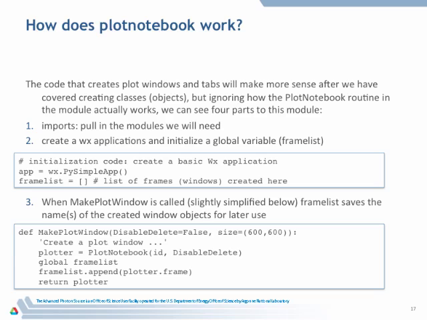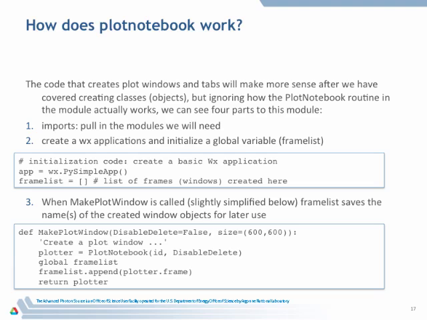I've simplified make plot window a little bit to take out some stuff that we haven't gotten to in Python that you don't need to know about. But basically, when we call this routine, it has a default size which we can override, and it calls plot notebook, which is a class that's defined, which I'm not going to explain. It accesses the global variable frame list, and it saves this into our list as well as returning it. So it creates something which I'm calling a plotter, which is our plot notebook. It's our window, and it saves a reference to that.